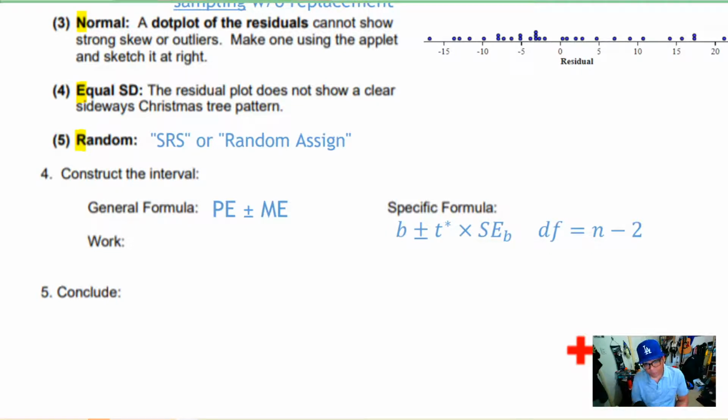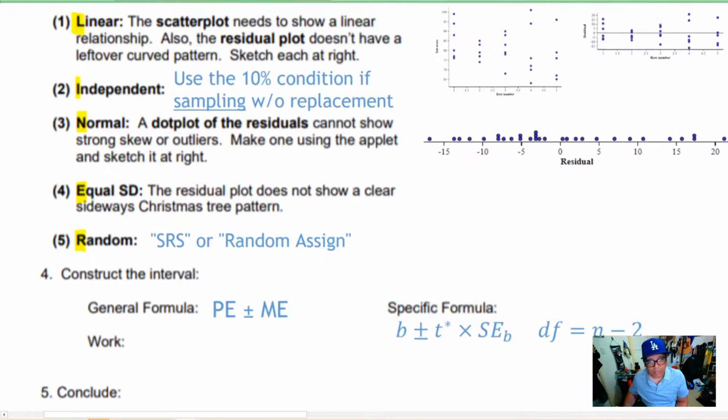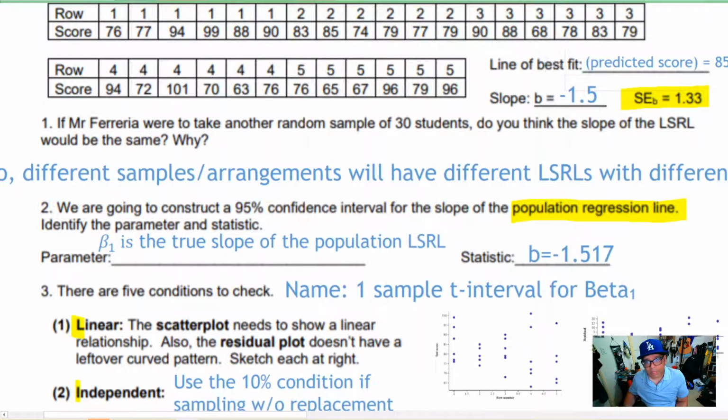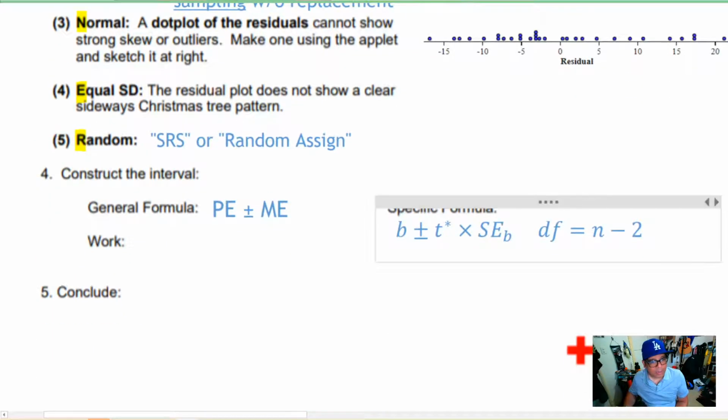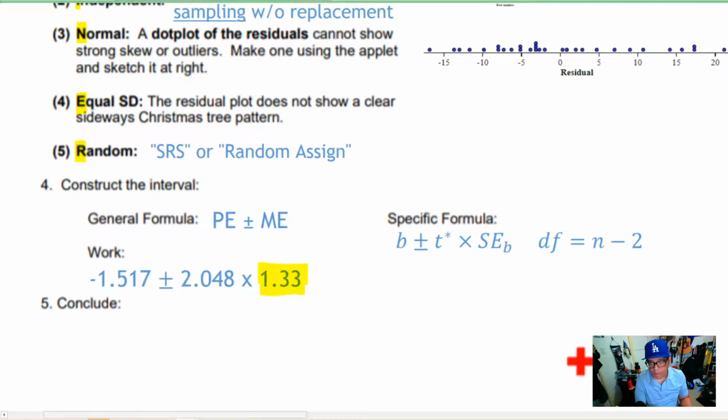A special note on SEB: in most cases, we're not going to have to calculate that. We're just going to read that directly from the chart. And certainly, in this example, our SEB is 1.33. So coming back down here, when we do the work, the confidence interval is -1.517 plus or minus 2.048 multiplied by 1.33.